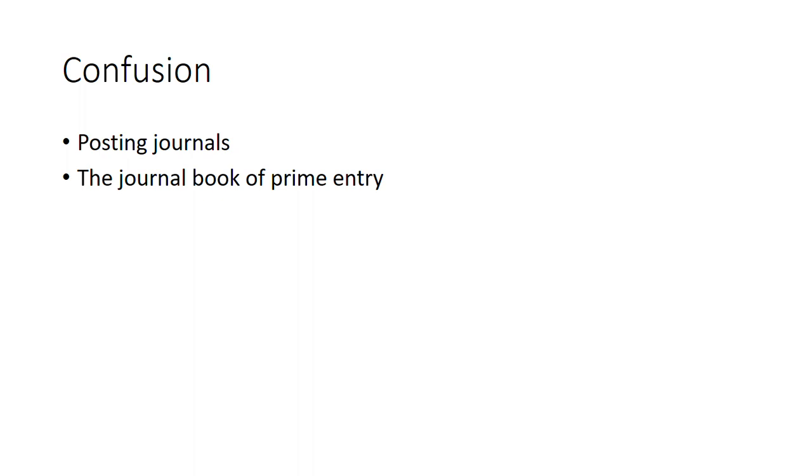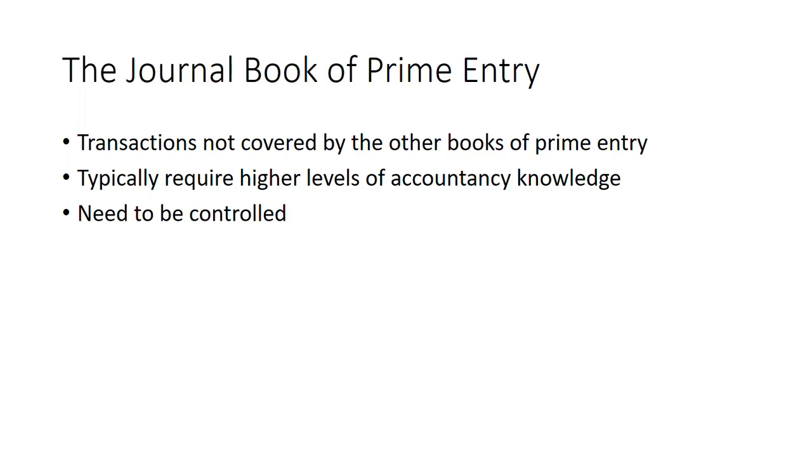And we use this last book of prime entry, which is called the journal. So it's a special book for non-typical transactions, and it's given this special level of position, a chapter all of its own, because of its importance. It's transactions within this book of prime entry that aren't covered by the other books of prime entry.